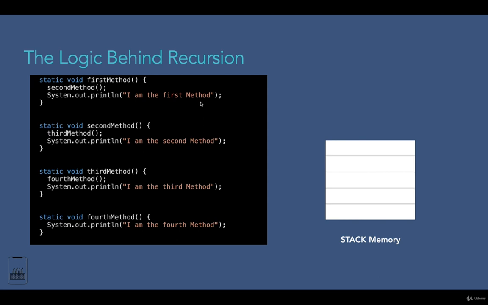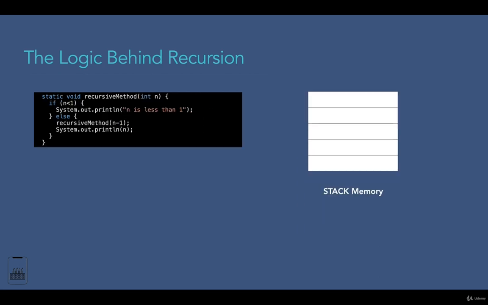So let's see how a recursive method is stored in stack memory. As an example of a method, let's look at this code over here. Here our base condition is this one. If n is less than 1, then we print out saying that n is less than 1. If it is greater than 1, we call the recursive method with n minus 1, which means that we are making this smaller, and printing out n over here.